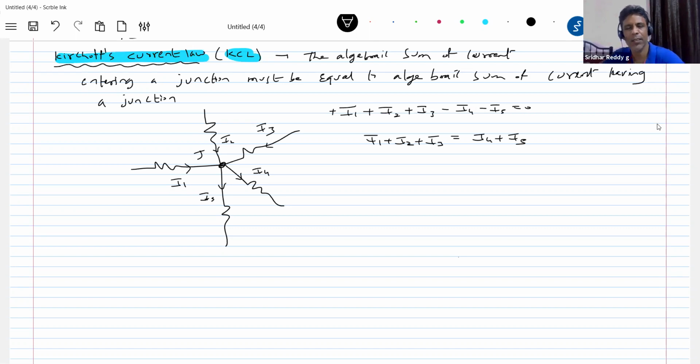What is the summation of I1 plus I2 plus I3? This is the summation of current entering a junction. And what is I4 plus I5? This is nothing but the sum of current leaving a junction. Therefore, the law at the junction.